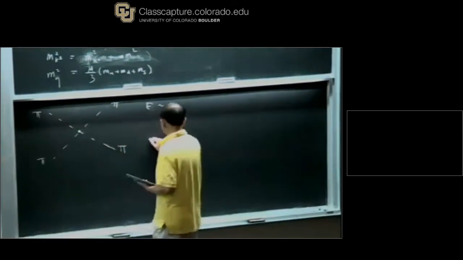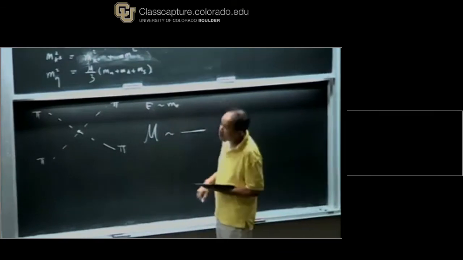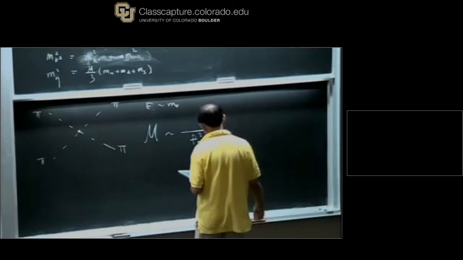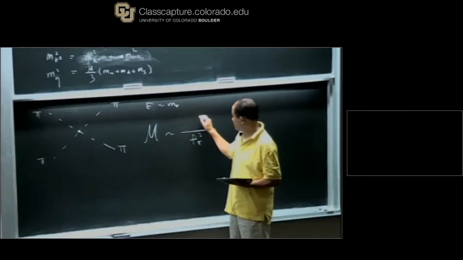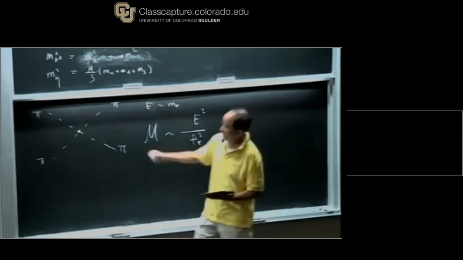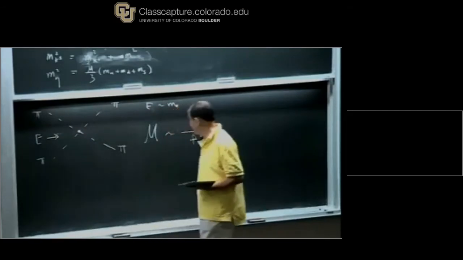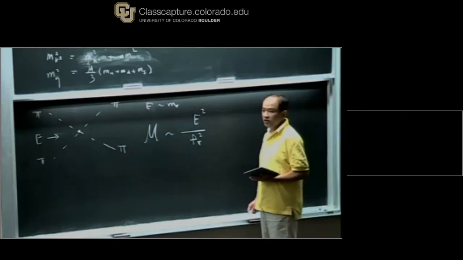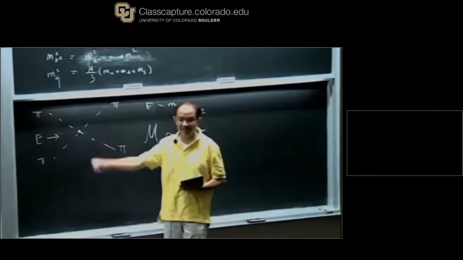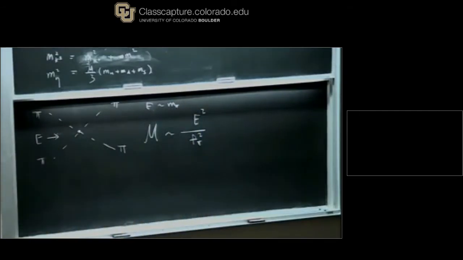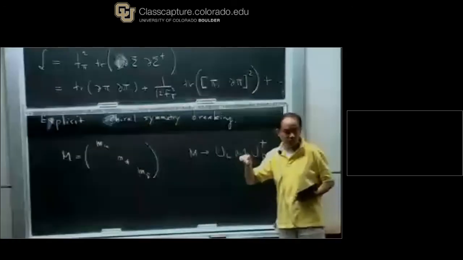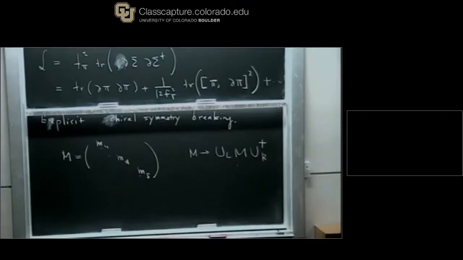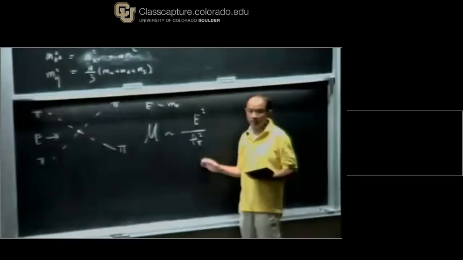So the amplitude of this is 1 over f pi squared times derivative squared. But in Fourier space, it's just energy squared. So imagine that I have a center of mass energy E. Of course you can refine this calculation. There are additional terms you can add to this Lagrangian, E to the fourth over f pi to the fourth corrections too, if you want to make a more detailed prediction of this coupling. But the leading order behavior is this.